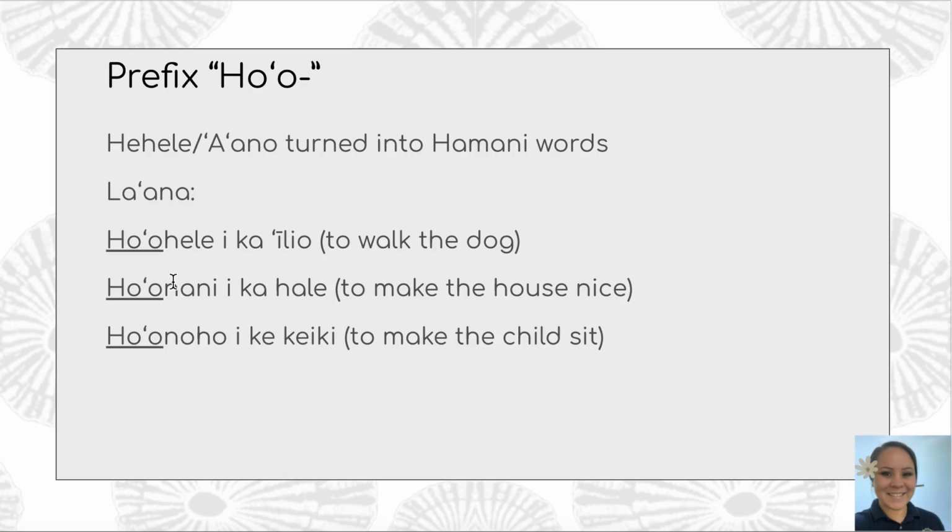This a'ano word here, nani, or beautiful. If we use the prefix ho'o before nani, it means to make beautiful. Yeah, or for example, ho'onani i ka hale, to make the house beautiful or to make the house nice. Noho, we know that noho means to sit. Ho'onoho, adding the prefix again, ho'o before noho, to make sit. For example, ho'onoho i ke keiki, to make the child sit.